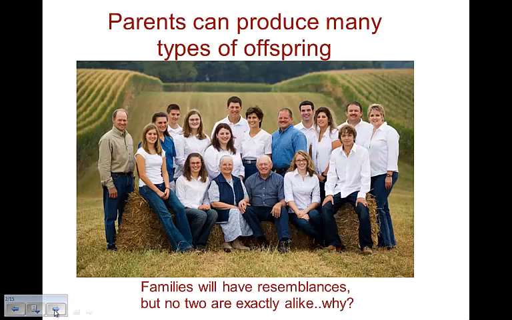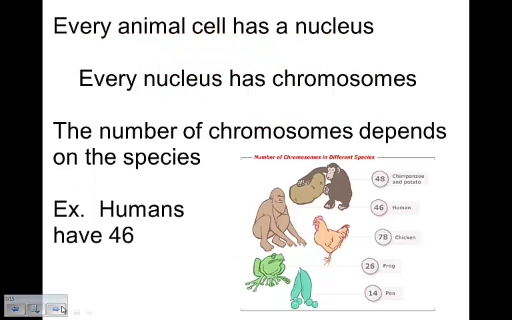All right, so the big question for the day. Parents, we know parents can produce many different types of offspring. And families have resemblance, but no two are exactly alike. Why is that? Pretty certain that you have pondered that at great length. So we will get right to it.